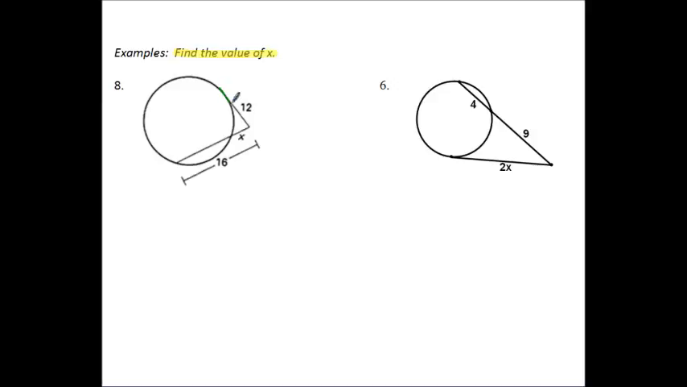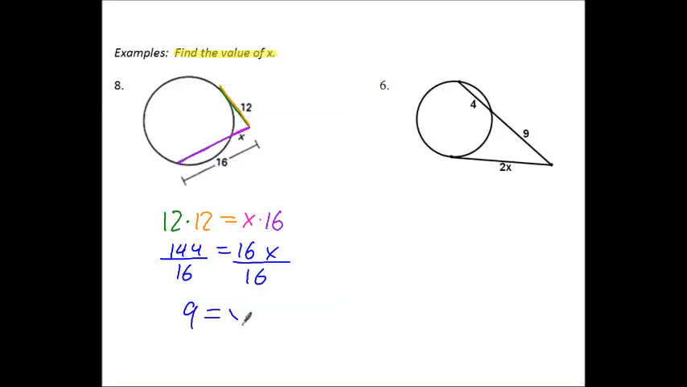We have a tangent segment with the length 12 times another tangent segment, the same length of 12, and that has to be equal to our external segment x times our secant segment 16. 12 times 12 is 144, and that's equal to 16x. So let's divide both sides by 16, and we get 9 is equal to x, and done. Now stop the video and do the last one yourselves, and then compare your work with mine.